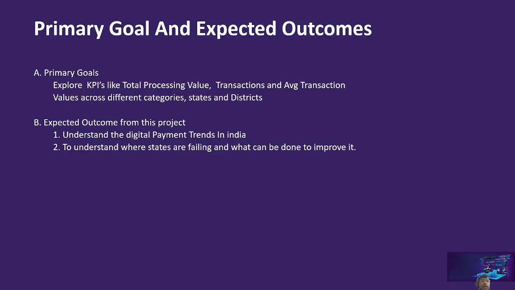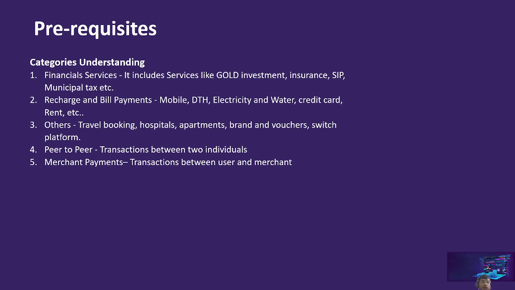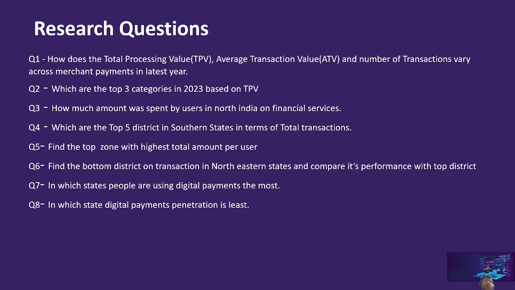Now let's look at our primary goals and expected outcomes. The primary goal of this project is to explore KPIs like total processing value, transactions, and average transaction value across different categories, states, and districts. The expected outcomes from this project are to understand the digital payment trends in India and to understand where the states are failing and what can be done to improve. Now let's look at the prerequisites. We must be familiar with a few terms for better understanding of this project. So these terms. Now let's look at our research questions.